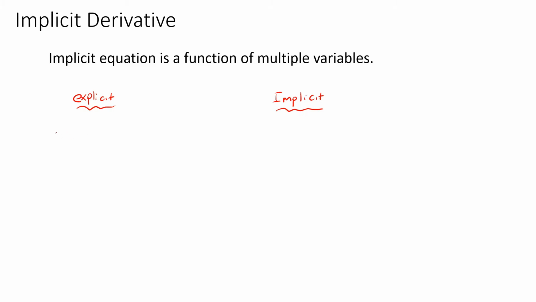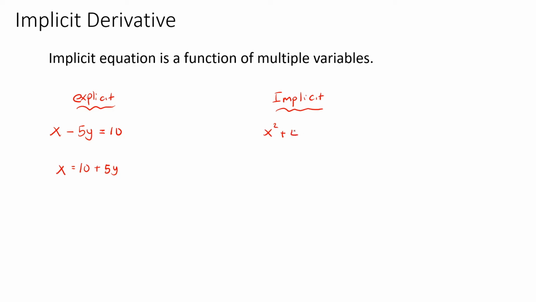So for example, let's say you're given x minus 5y equal to 10. We could rewrite this as x equal to 10 plus 5y. So this is known as explicit.